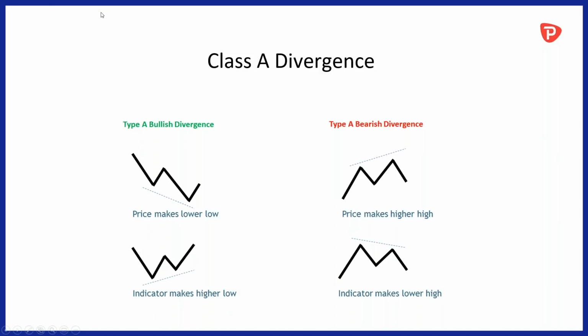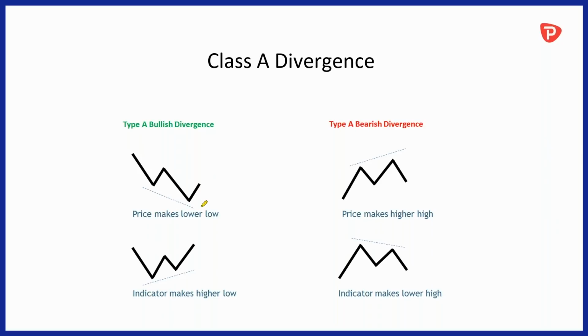A divergence is basically when you can see here, on the first one, we've got price making a lower low, and we've got the indicator making a higher low. What we mean by that is that in price, price makes a new low, it breaks down and goes lower than the previous trough, but the indicator doesn't do that. The histogram makes a low at the first point, but then makes a higher low on the second point.